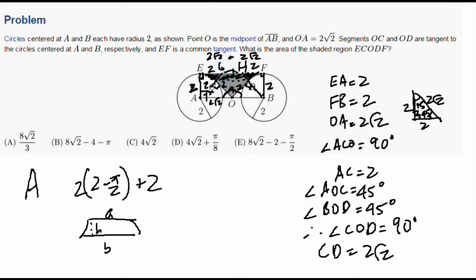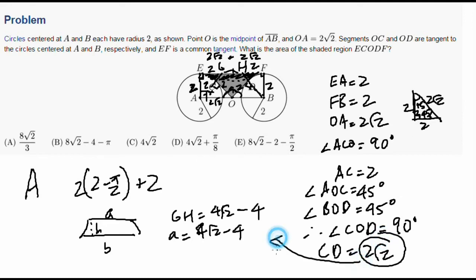And EG and FH are both 2. So GH equals 4 root 2 minus 4. So A equals 4 root 2 minus 4. So what's B? B, as we established before, is just CD, right? And CD we already have here, it's 2 root 2. So B equals 2 root 2.